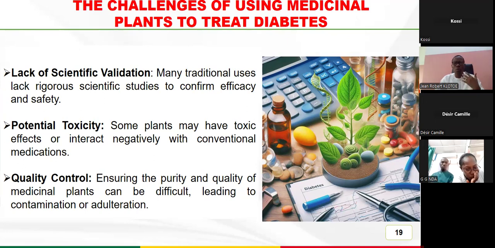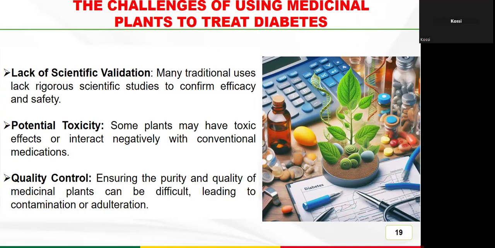Also, the potential toxicity of the plants is a big issue now. Because in the past, the plants were available in the forests, but today deforestation is one of the consequences. Also, the use of pesticides in agriculture leads to the presence of heavy metals and pesticide residues in the plants. So the toxicity of the plants is now a big issue.